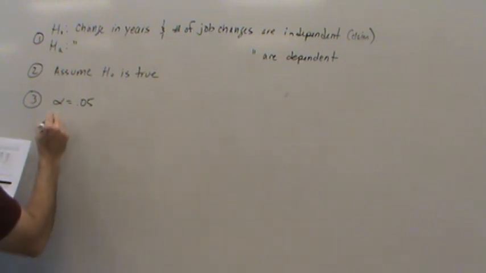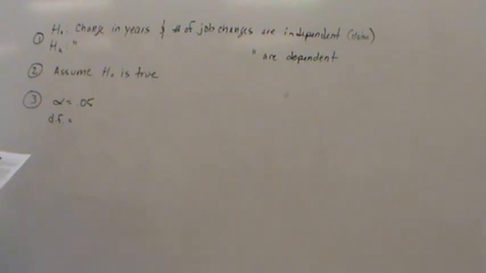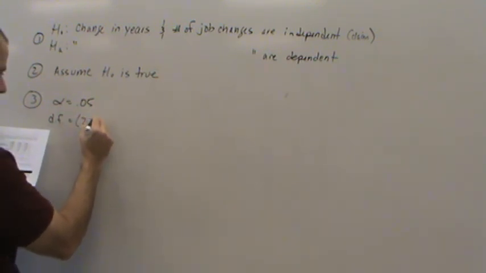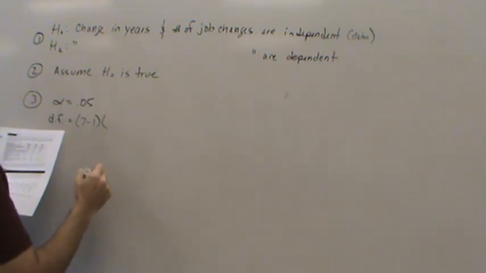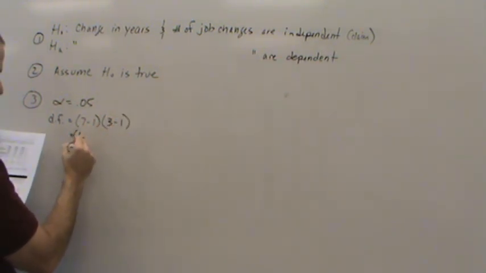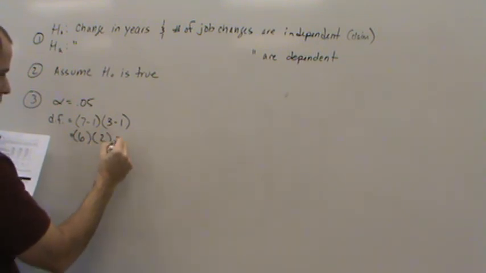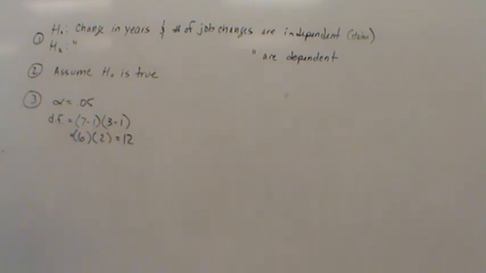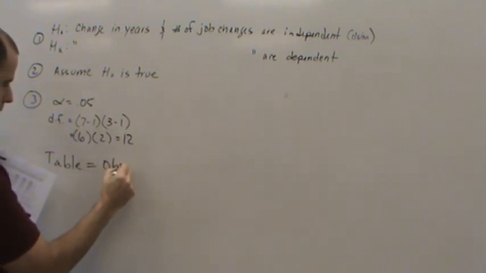So the degrees of freedom, remember, is the number of columns minus 1 times the number of rows minus 1. So we have 7 rows, so it's going to be 7 minus 1 times, and then we have 3 columns, so that's 3 minus 1. So it's going to be 6 times 2, which is 12. So the degrees of freedom is going to be 12. Okay. Now, I'm not going to write down the table. But remember, we have the table for our observed matrix.